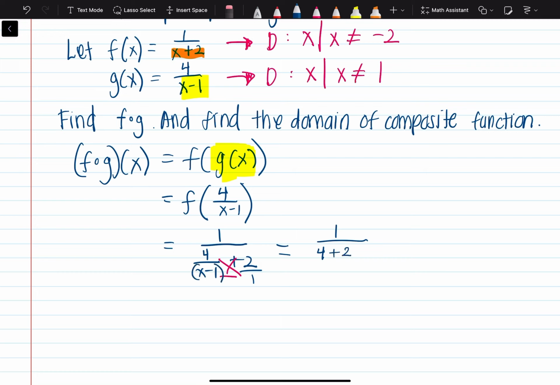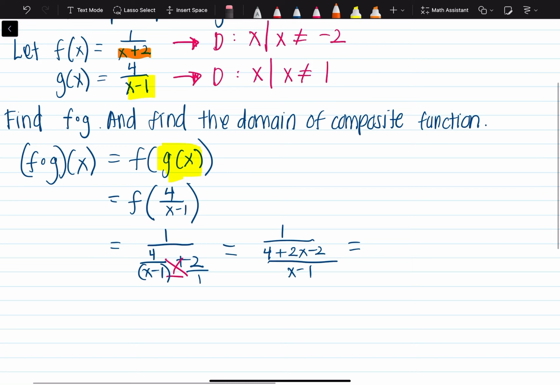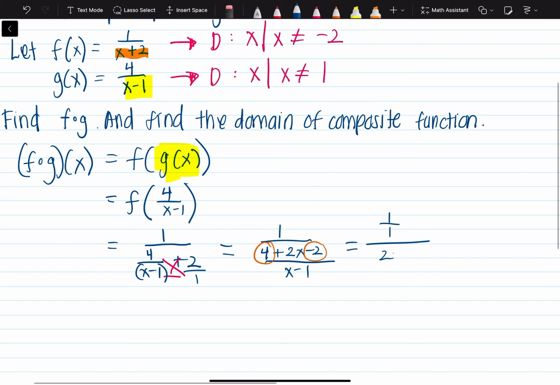This would give you plus 2x minus 2 all over, and then you multiply across. x minus 1 times 1 is just x minus 1. I can simplify this down a little bit more. I have some like terms right here and right here that can be combined, and I can rewrite the numerator as a fraction. So this would be 1 over 1 all over 2x plus 2 over x minus 1.